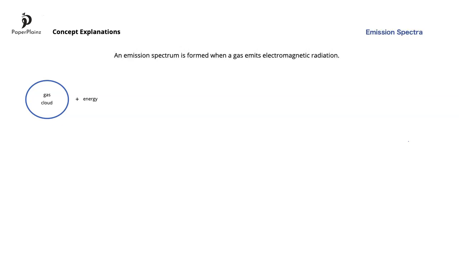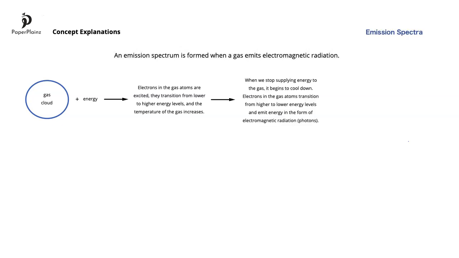We learned in the previous video that when energy is supplied to the atoms in a gas, electrons in these atoms transition from lower to higher energy levels, or in other words, the electrons become excited. Also, as a result of this energy transfer, the temperature of the gas increases. Then, when we stop supplying energy, the gas begins to cool down, and now electrons in the gas atoms transition from higher to lower energy levels. Of course, during these transitions, electrons must emit energy. This energy is in the form of electromagnetic radiation, composed of photons.